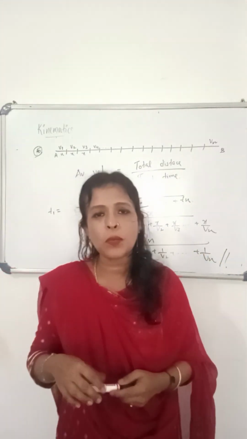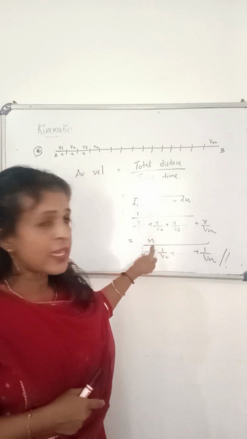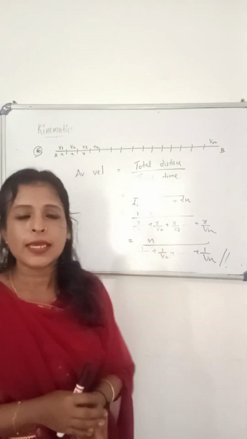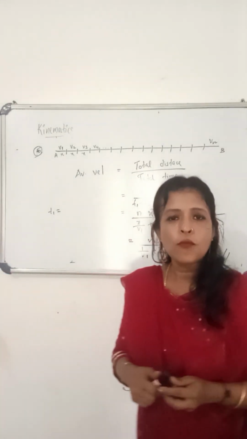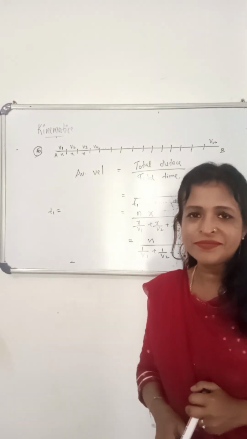We can solve this equation with n equal to 2, n equal to 4, n equal to 5, like that. But we need to know what v1, v2, v3, etc. are.